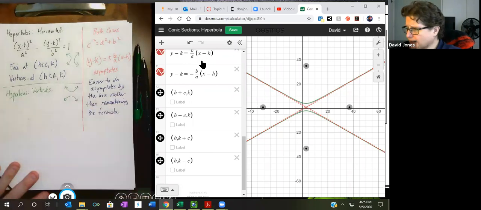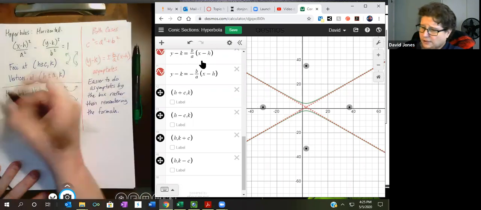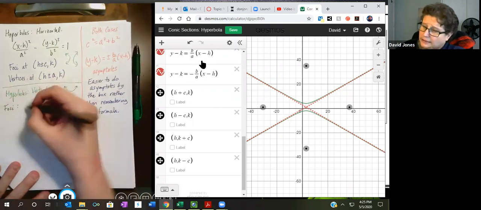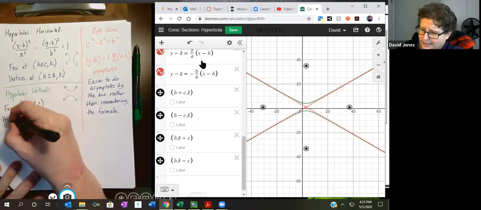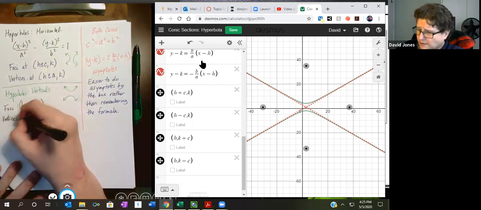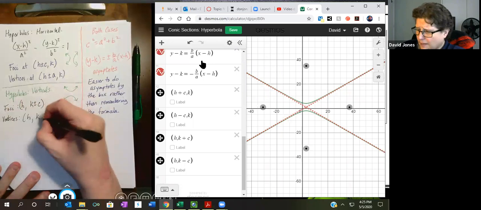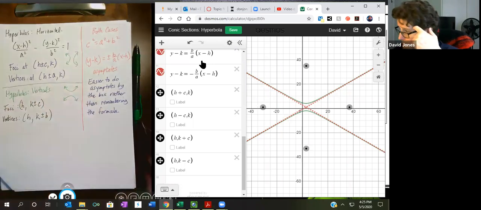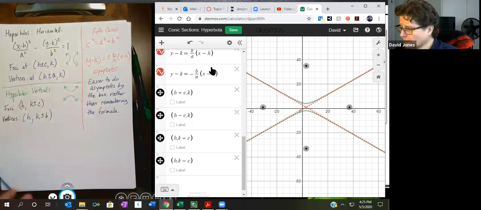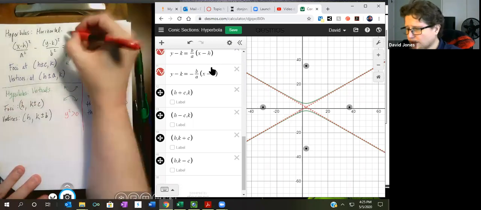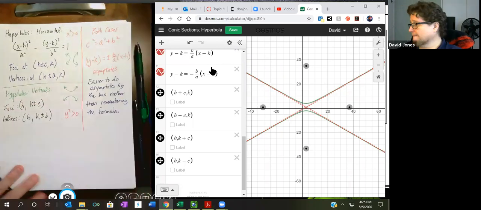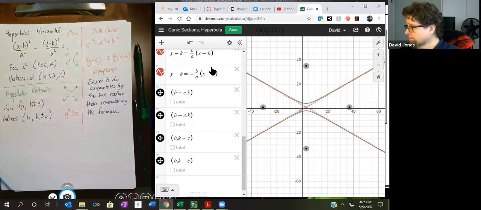Here, the foci are at h comma k plus or minus c, and the vertices are at h, k plus or minus b. This is when the y squared term is positive. This one is when the x squared term is positive. Okay.